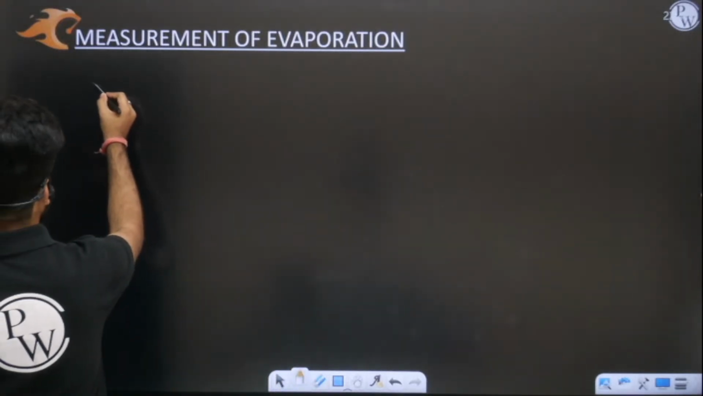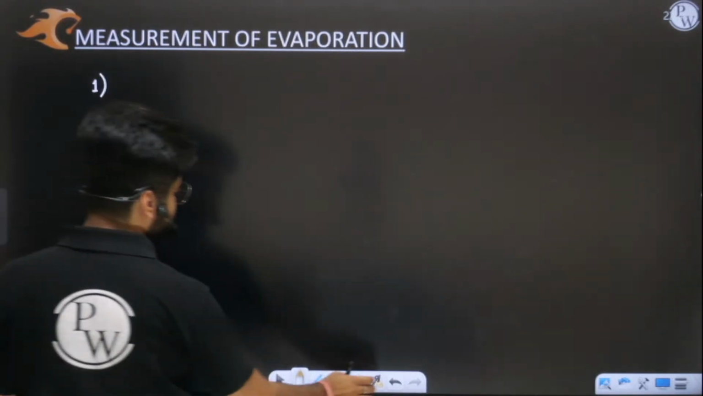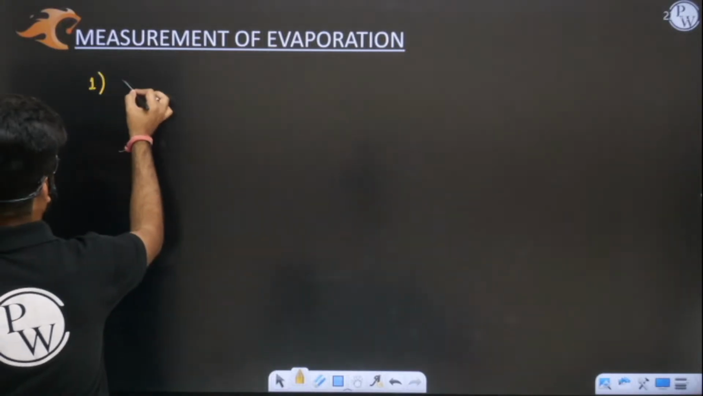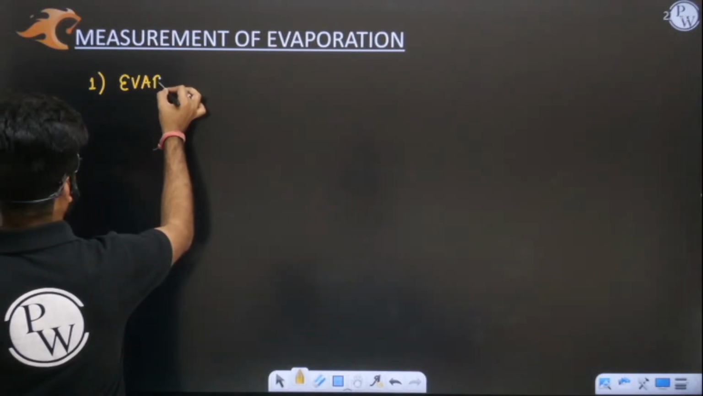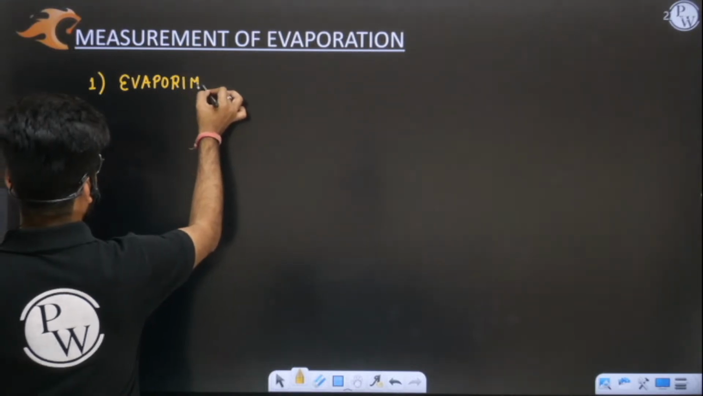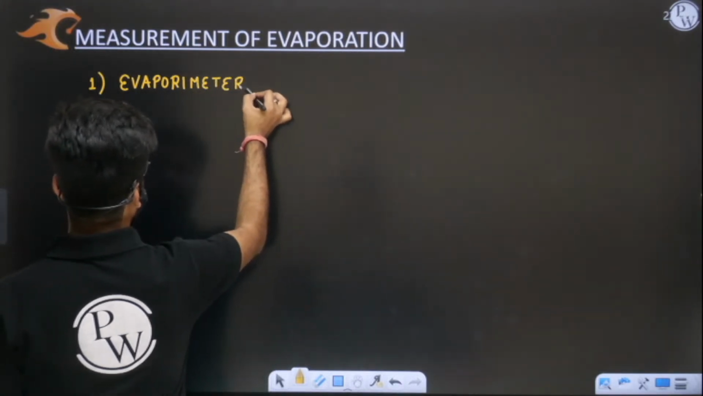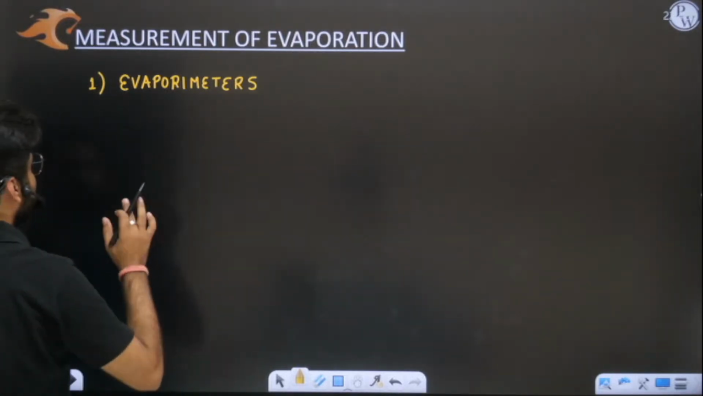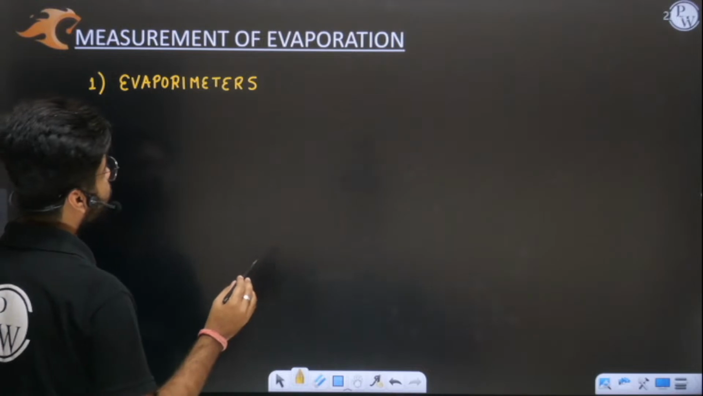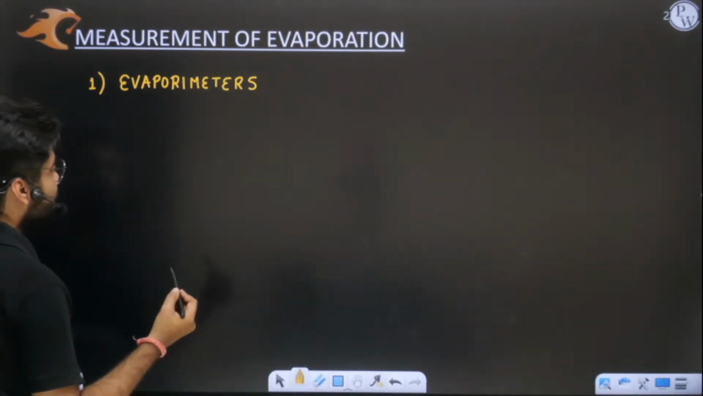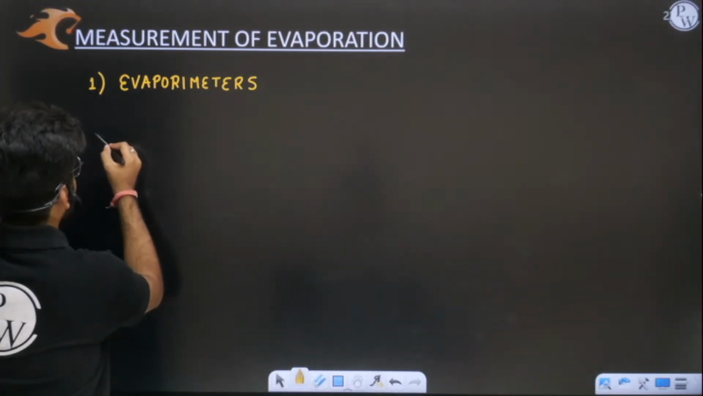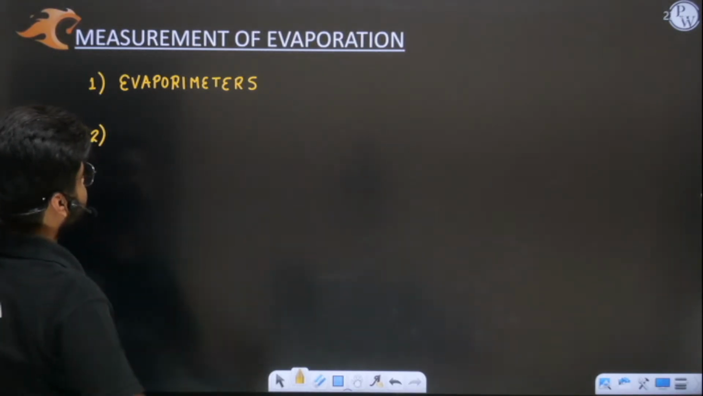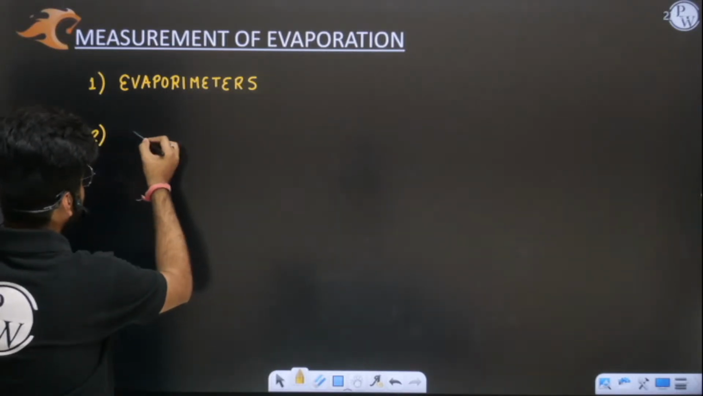The first is evaporimeters. Obviously, an evaporimeter is a kind of meter which measures evaporation. Simple thing. We'll discuss evaporimeters right away, but let us write down all three methods first. So basically we have certain evaporimeters which measure evaporation. Secondly, we have your empirical equations.